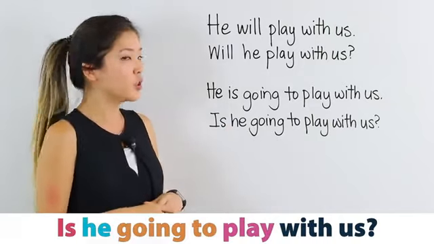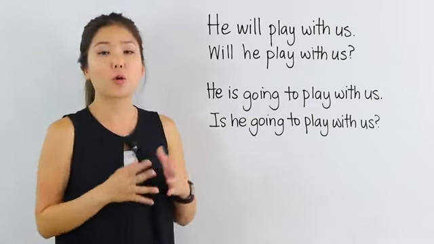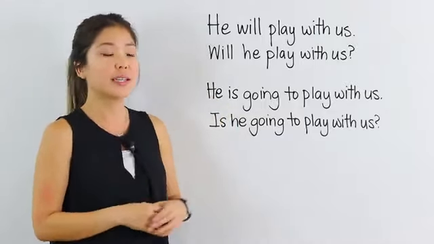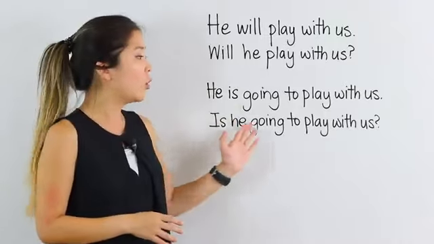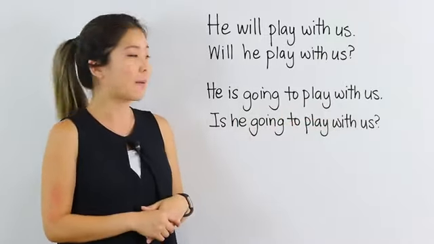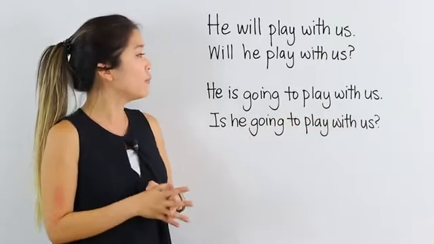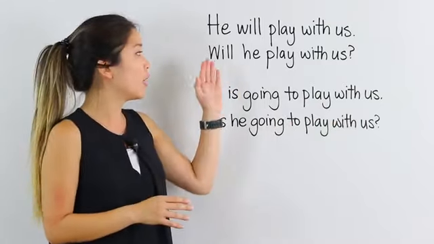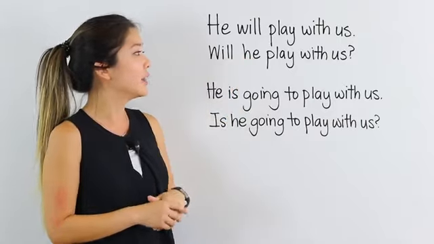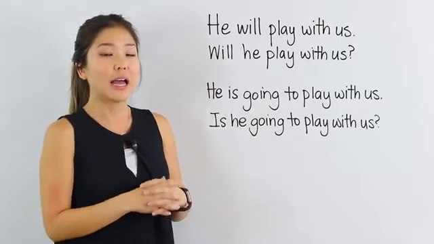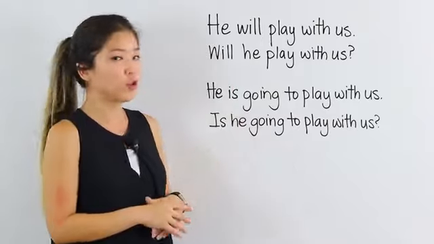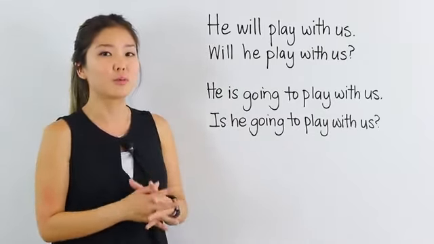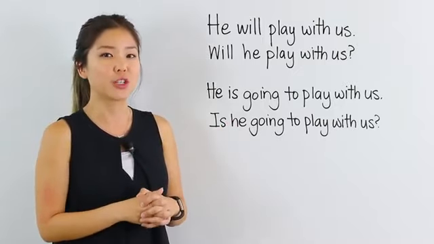Now, if the subject were to be you or we or they, we would say they are. And so the question would say, are they? Are they going to play with them, for example? So again, remember, for will in the future simple tense, just say will, subject, and then the base form of the verb. However, for be going to questions, make sure that you pay attention to the proper be verb to use at the beginning of the question.